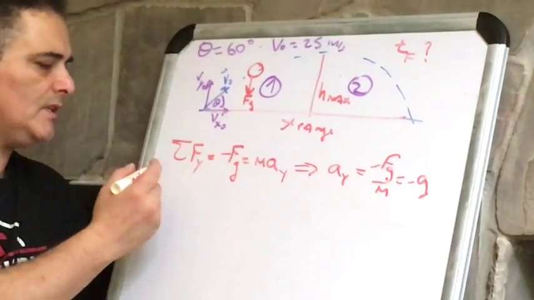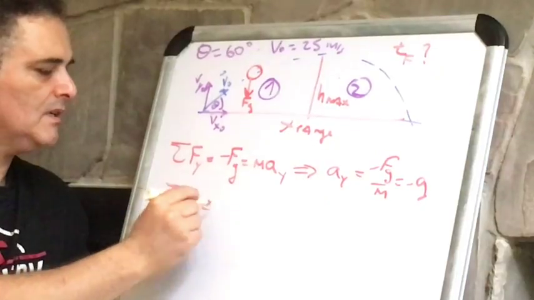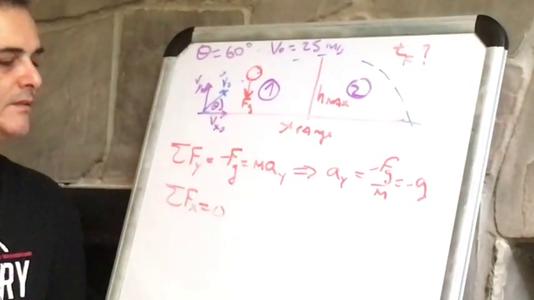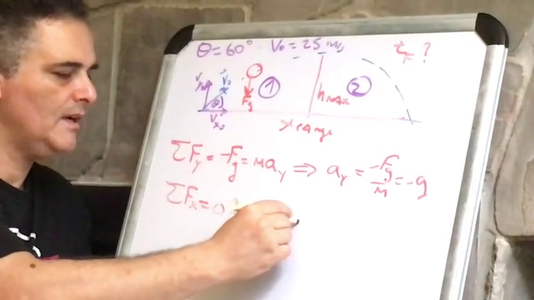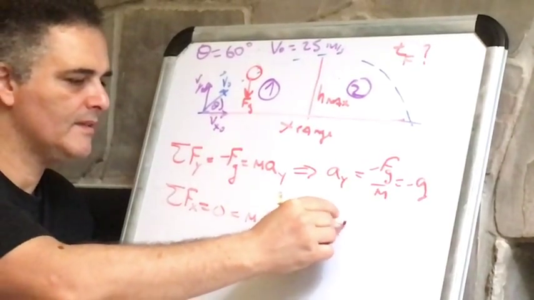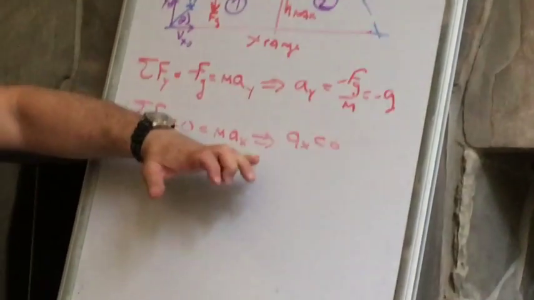And in the x direction, there are no forces in the x direction, which is max, and this implies that ax equals 0. That's it. So we don't have to worry about acceleration in the x direction. Okay, so now we have two sets of problems.